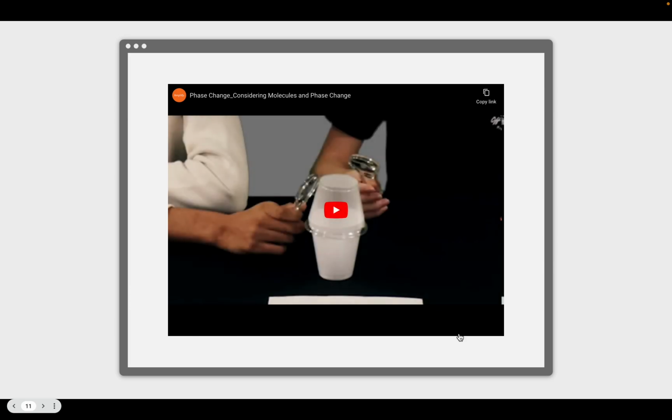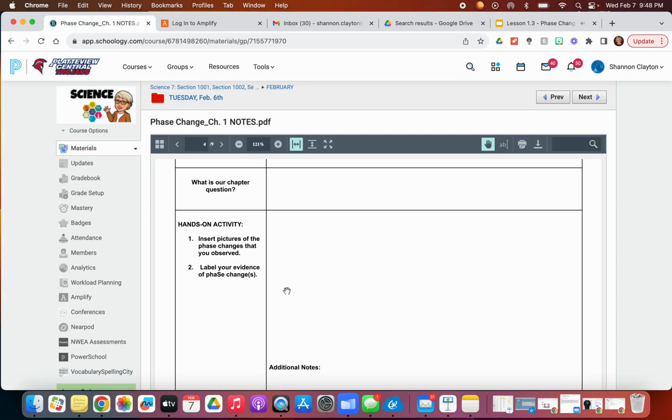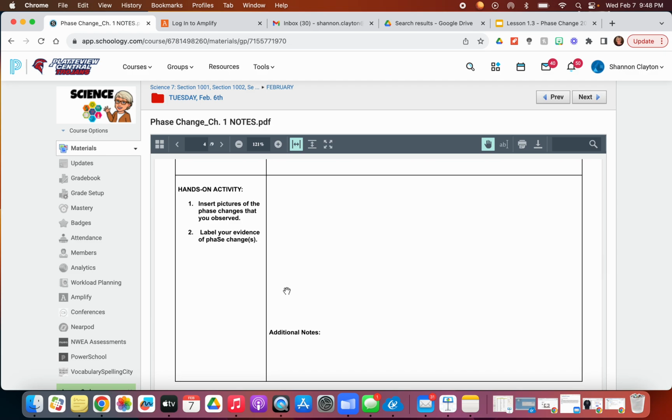All right. So in your notes, it's going to be difficult for you because you weren't there. But I had the kids take pictures with their iPads of their experiment and put a couple pictures in the notes, or I had them go ahead and draw pictures. What did you see? And then I wanted them to label the evidence of the phase change.